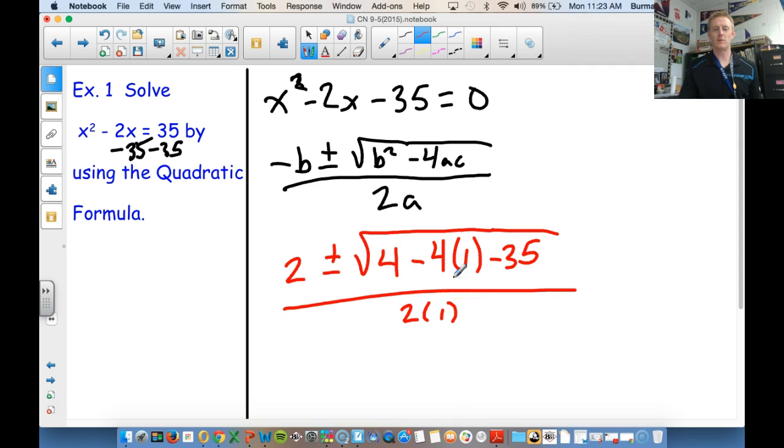So it's going to say 4 minus, now again, we're multiplying all these things together, so I forgot the parentheses there. So it's going to be 4 times 1 times a negative 35. So just this part is a negative 140. So 4 minus a negative 140 turns into 4 plus 140. So we have in the square root a 144.